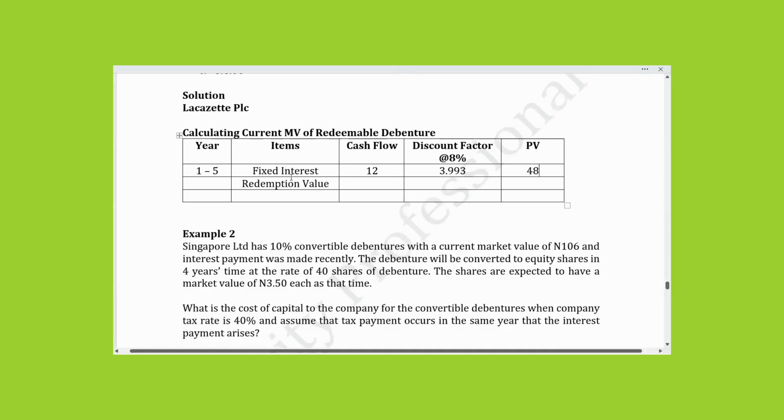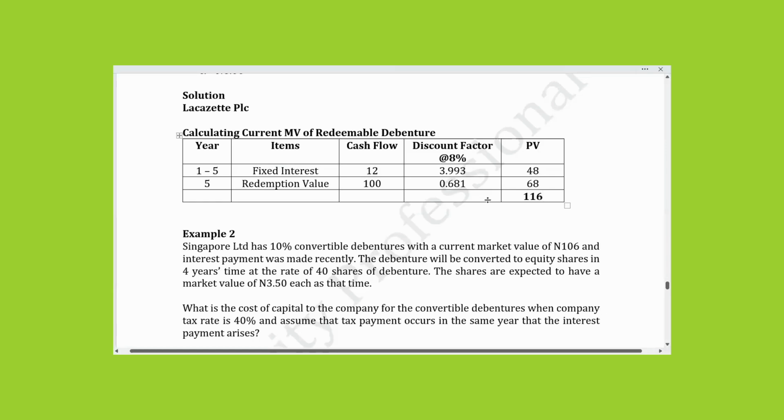Then in the final year, this debenture will be redeemed. How? We are told at par, which is 100 Naira. Therefore, somebody should give me discount factor for year 5 at 8%. 1.08 raised to power minus 5. What do you have? 0.681. Thank you. Yes. So multiply by 100 will give us 68 Naira. 68 plus 48 Naira will give us 116 Naira.